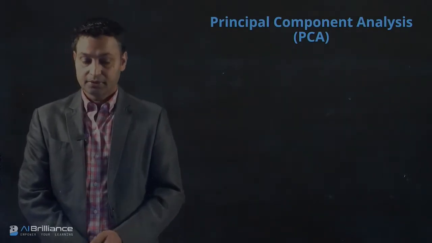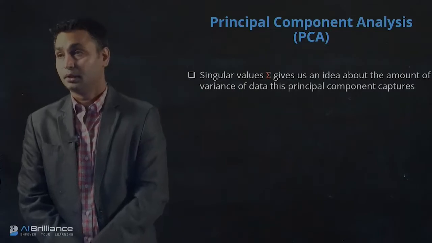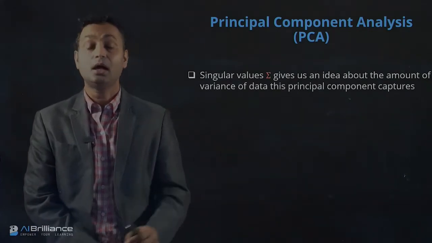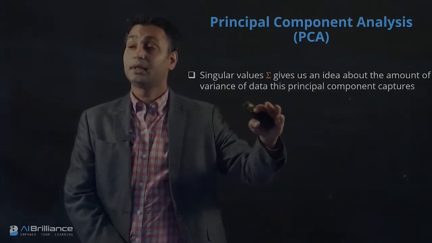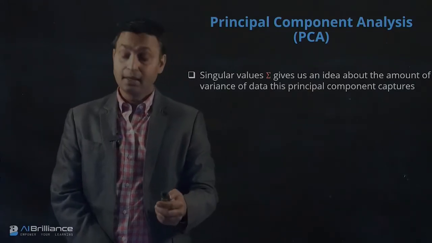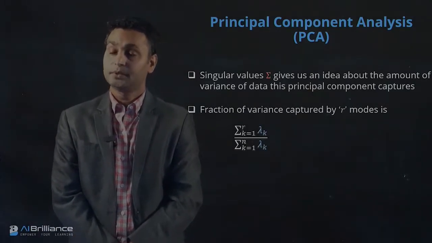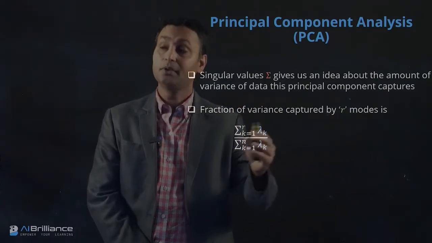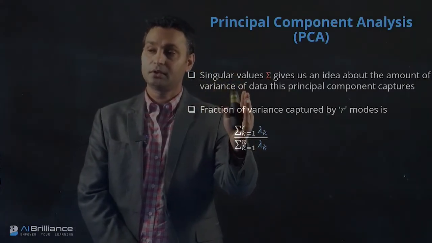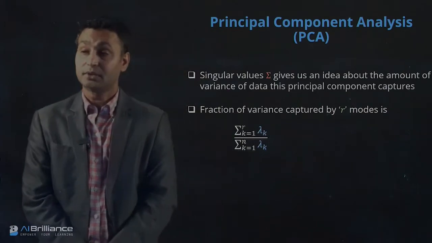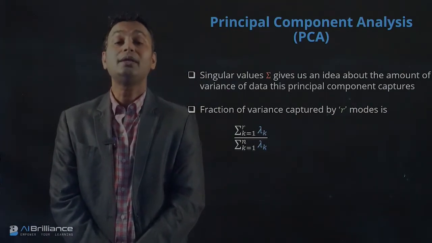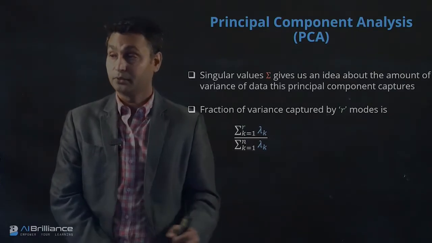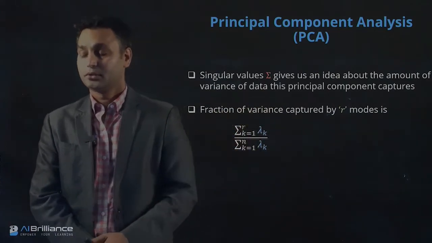Let's move on and discuss some of the important salient features of principal component analysis. The singular values of the sigma matrix give us an idea about the amount of variance of data that each principal component captures. Using that information, you can compute the fraction of variance captured by the R modes. We can have the first singular value, the second, the third, up to R singular values, and we can find out the contribution of each of them with a simple computation.